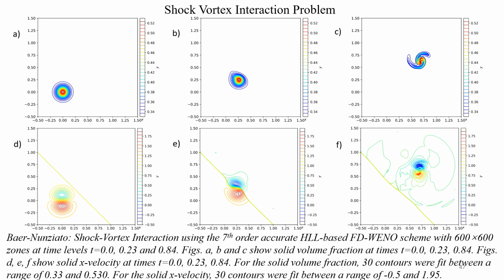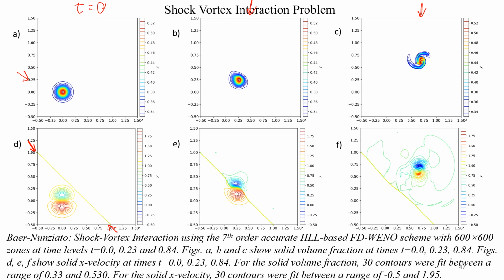These are problems involving shock interaction with a vortex, so the shock is visible from these boundaries out here in the velocity pictures. On the left you see the time t equals 0 solution. In the middle you see an intermediate time solution, and on the right you see a late time solution. The initial solution shows you the solid volume fraction in the top panel and the x velocity in the bottom panel.